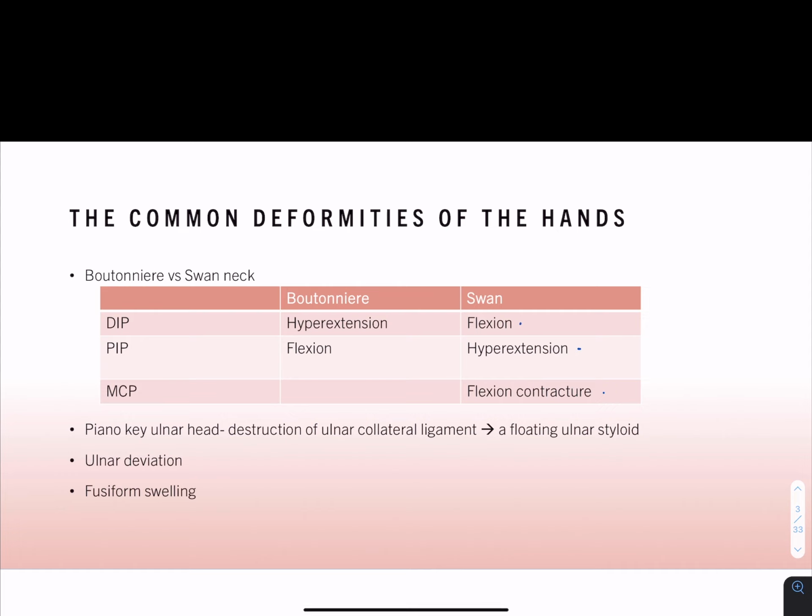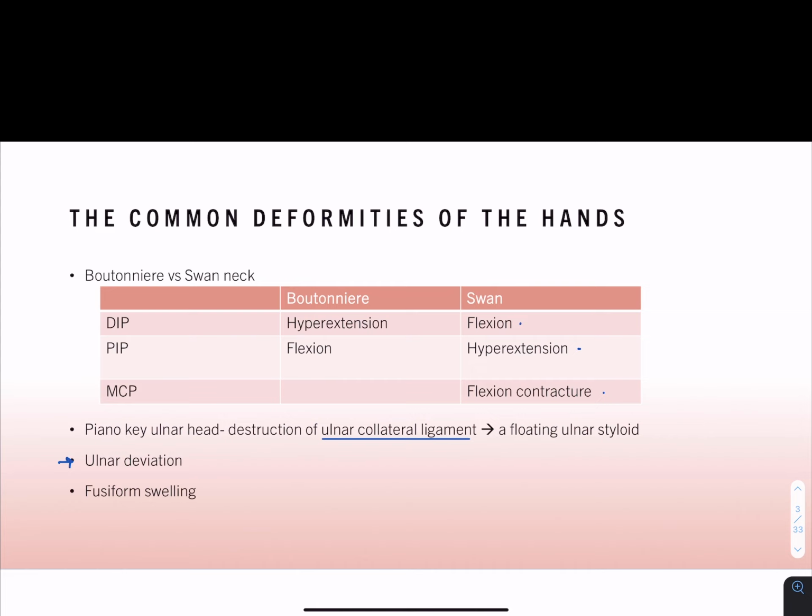Piano key ulnar head is a pretty impressive finding when you see it clinically. Piano key ulnar head is due to the secondary destruction of ulnar collateral ligament leading to a floating ulnar styloid head. Ulnar deviation is another deformity that can be associated with rheumatoid arthritis.